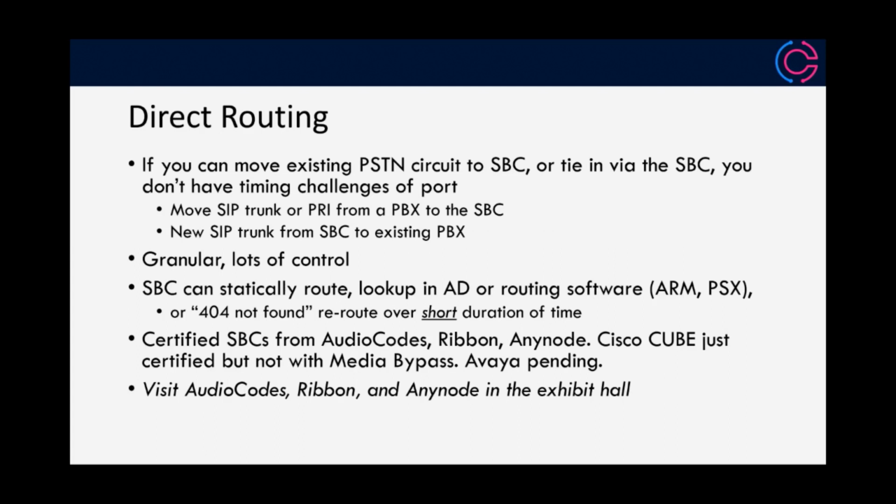So if we're not going to do calling plans and port our numbers to Microsoft, we can do what's called direct routing. And this is where we take an existing PSTN circuit and we tie it into a session border controller somehow. This might be physically moving a PRI ISDN line from the old PBX to the session border controller. It might be a new SIP trunk to the session border controller off to the telco. It could be a new SIP trunk or a PRI between a session border controller and an existing PBX. There's a whole variety of ways of doing this, and pros and cons to both of them that are probably their own session in and of themselves.